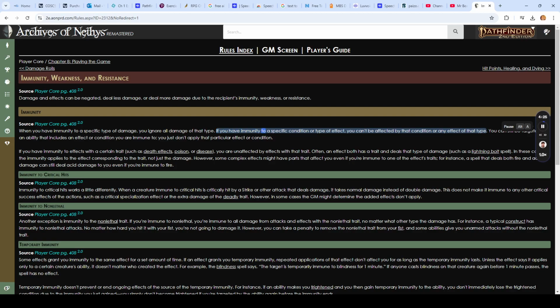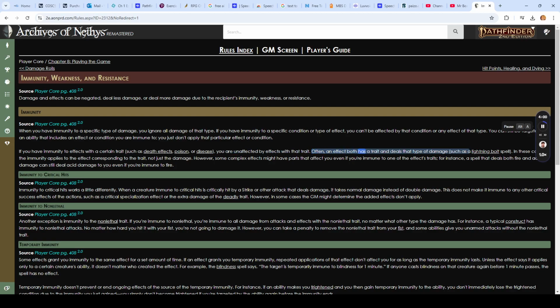If you have immunity to a specific condition or type of effect, you can't be affected by that condition or any effect of that type. You can still be targeted by an ability that includes an effect or condition you are immune to. You just don't apply that particular effect or condition. If you have immunity to effects with a certain trait such as death effects, poison, or disease, you are unaffected by effects with that trait.